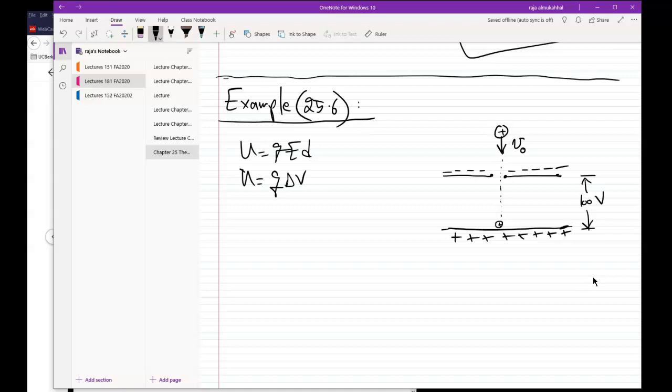Well, the potential at the negative plate here is 0. The potential here is 100. So right at the hole right here, the voltage is 0, so there is no potential energy. That's one way to think about it. The second way to think about it is this, QEd. E, in this case, is the electric field going this way.